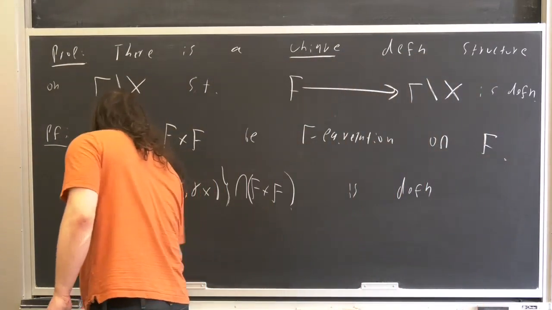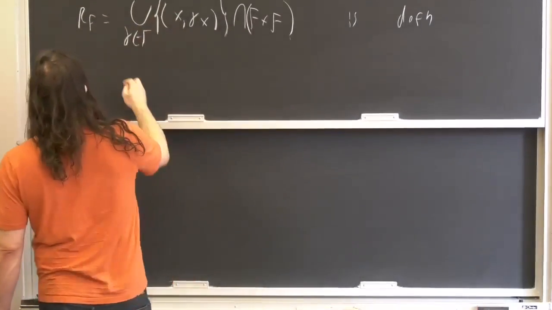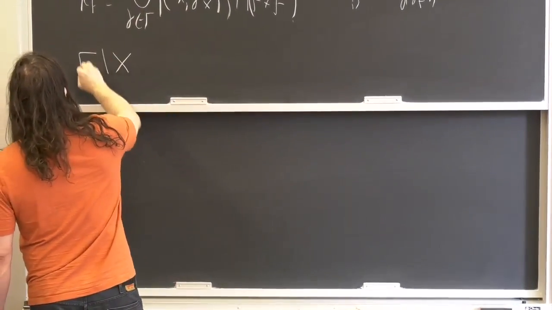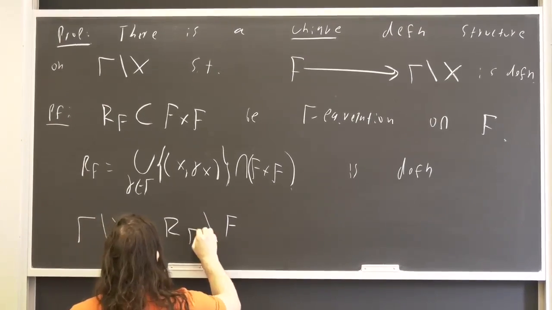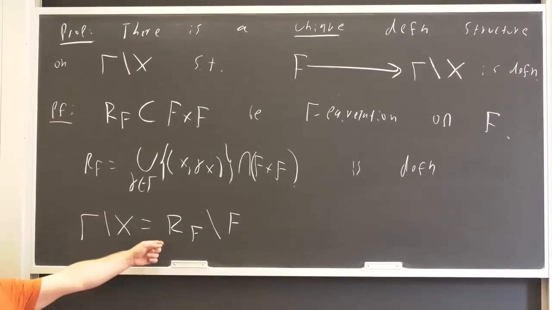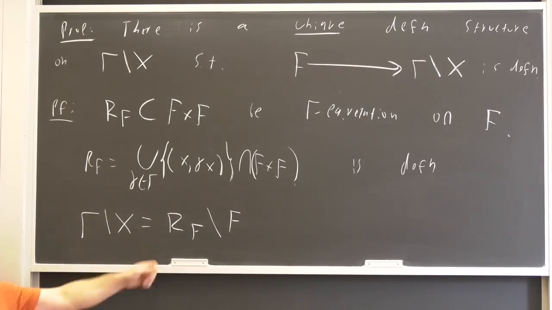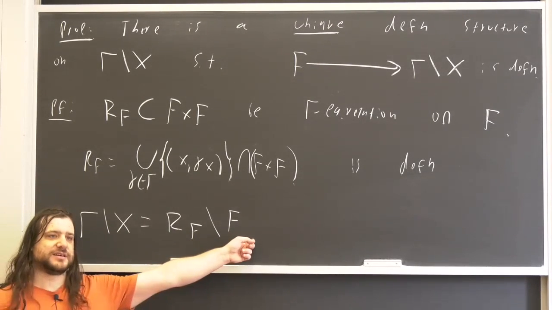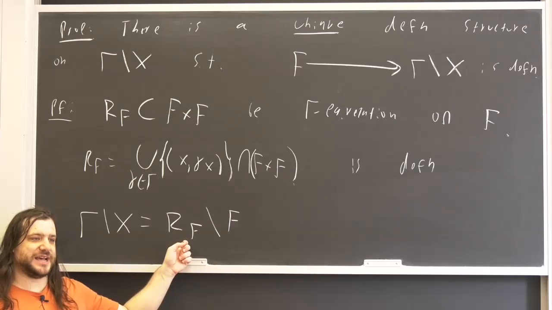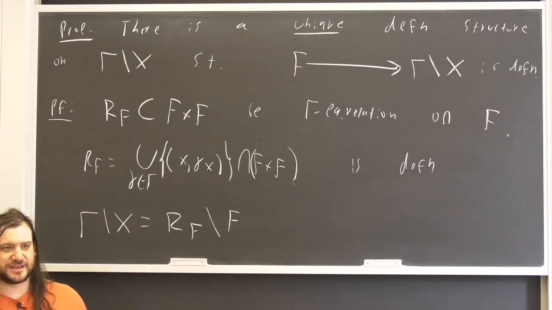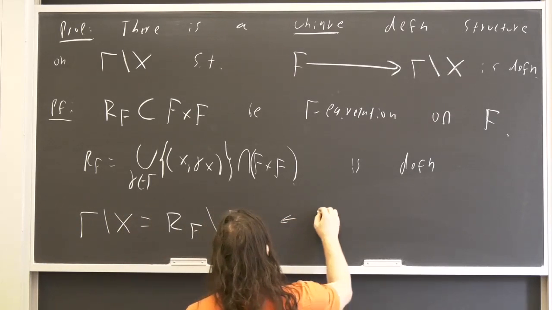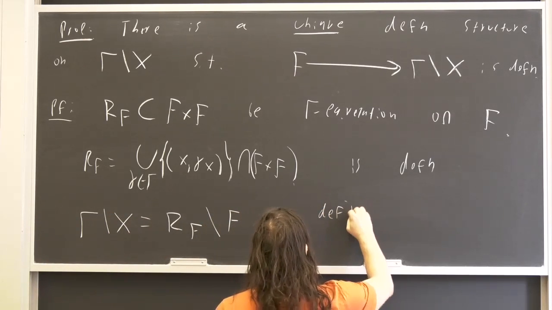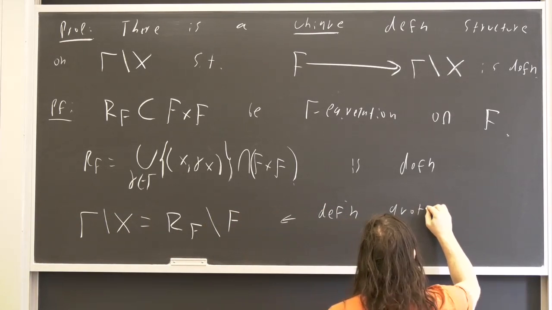And now X mod gamma is just F modded out by this equivalence relation R sub F. So now we're just going to show the definable set by definable equivalence relation has a unique definable structure, and this is a well-known thing. And so this is now true by definable quotients. Definable quotients exist.